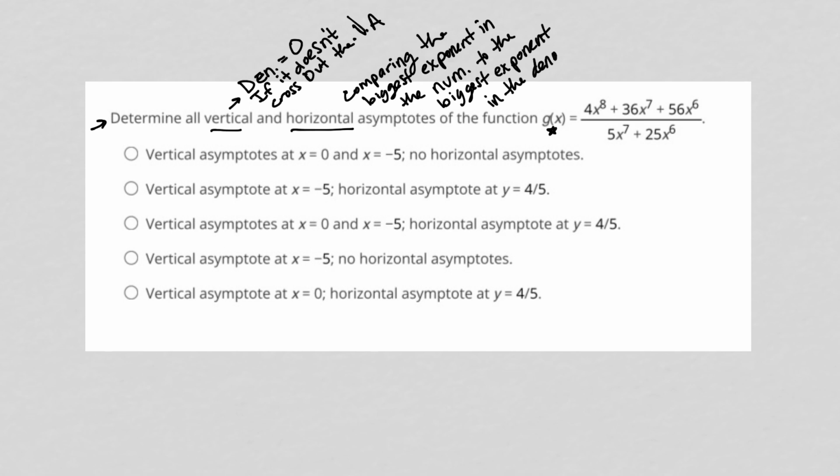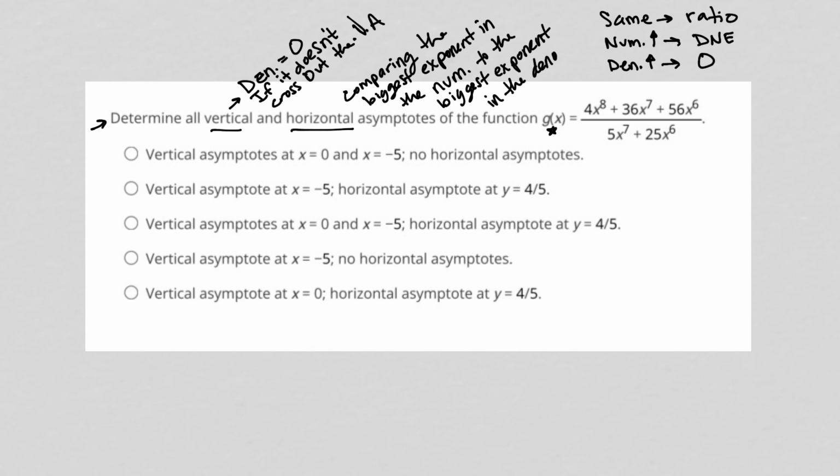Okay, and then here are some rules. Once you compare them, if they are the same, then the horizontal asymptote is the ratio. If the highest exponent in the numerator is bigger than the highest exponent in the denominator, then it does not exist, right? The horizontal asymptote does not exist. If the denominator has the bigger exponent, then the horizontal asymptote is at 0.